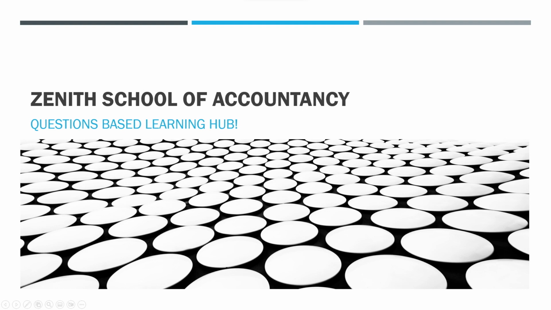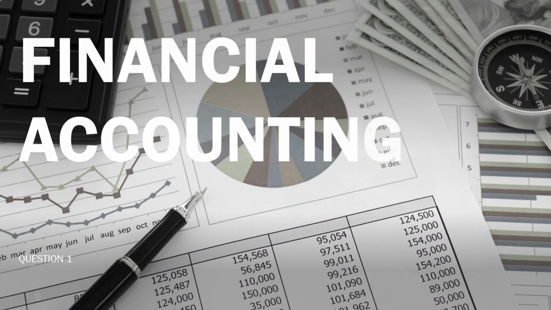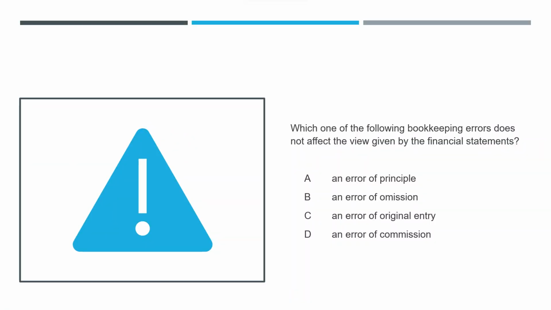This is the first video in the series, and today's question relates to the subject of financial accounting. The question is, which one of the following bookkeeping errors does not affect the view given by the financial statements?